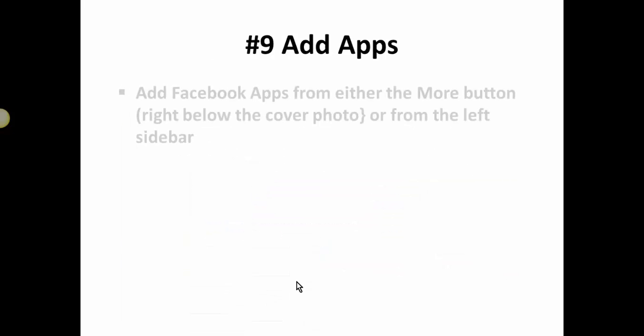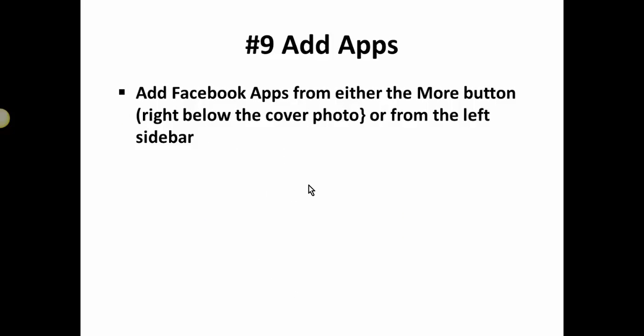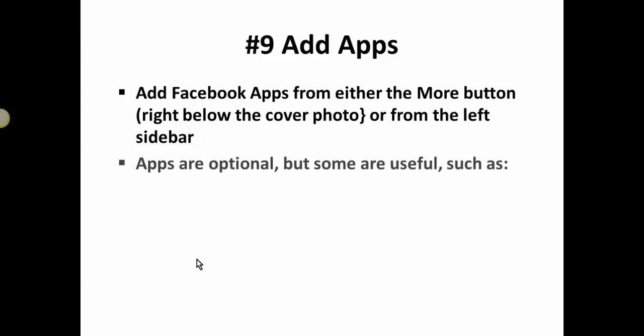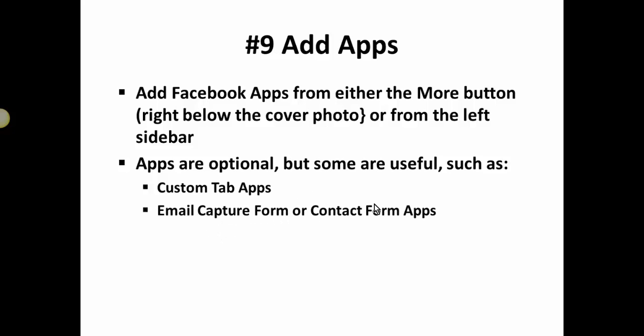Now there's these things called Facebook apps, and you can add the apps from either the more button that's just below your cover photo, or on the left sidebar. Apps are optional, but some of them are really useful. For example, there are custom tab apps, so you can have tabs that are customized for your particular needs. You can also use a capture form or a contact form app that will let people provide you with their contact information, which can be very important for your business.